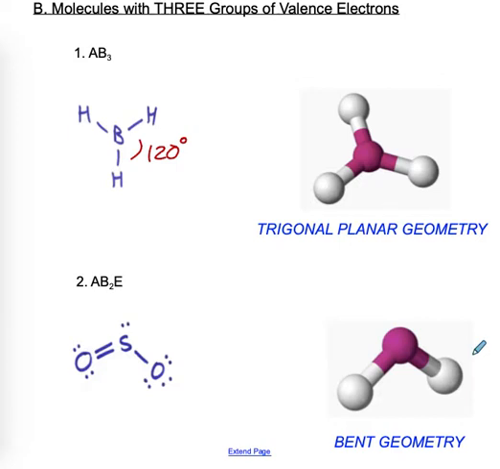The next example would be an AB2E type molecule, an example being sulfur dioxide. Here we have two bonding groups of electrons around the central atom and one lone pair. The angle between the two bonds, again, is 120 degrees. We will name this a bent geometry.